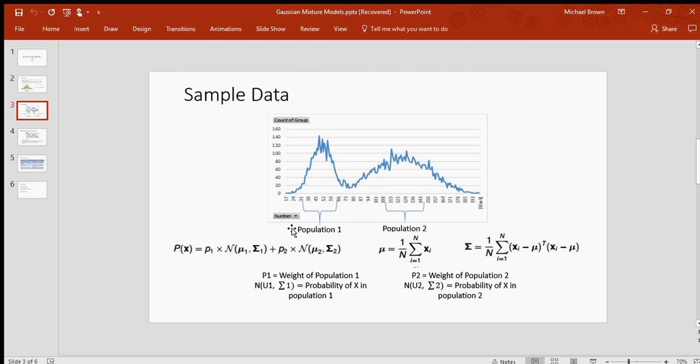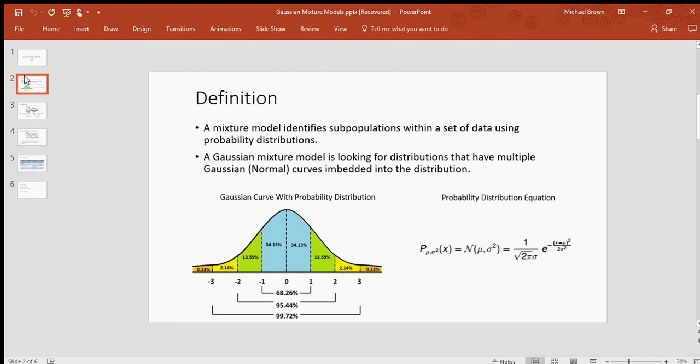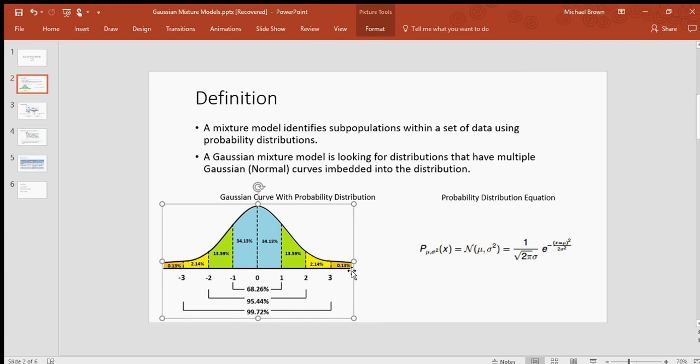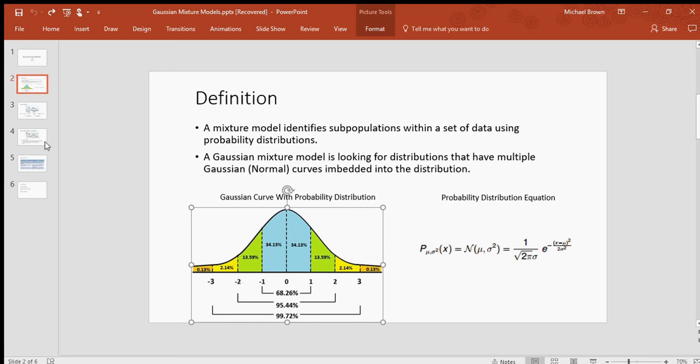You've got the weight of population 1 and the weight of population 2. The weight is just how many of the data points fall within each group of data. Say it's 50% here, 50% there, 60 and 40, and then you've got the distribution for each population. So if you know the average and you know the variance, so the average and standard deviation, then you can calculate the probability that a given point falls within that data set.